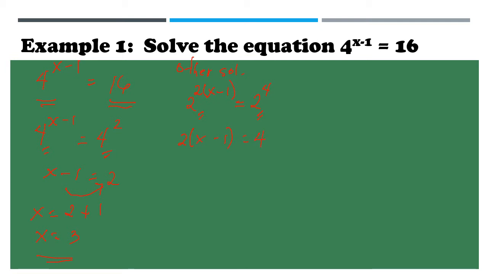So, para ma-compute natin yung value ng x, we are going to distribute 2 sa lahat ng value sa loob. So, 2 times x, that's 2x. 2 times negative 1, that's negative 2, equals 4. Continuing the process, we are going to transpose negative 2 to the right side. So, magiging 4, and then negative 2 magiging positive 2. So, 2x is equal to 6. And then, dividing both sides by 2. Ano ang x natin? So, this will be cancel. 6 divided by 2 is 3. Okay, so we have the same answer. X is equal to 3.